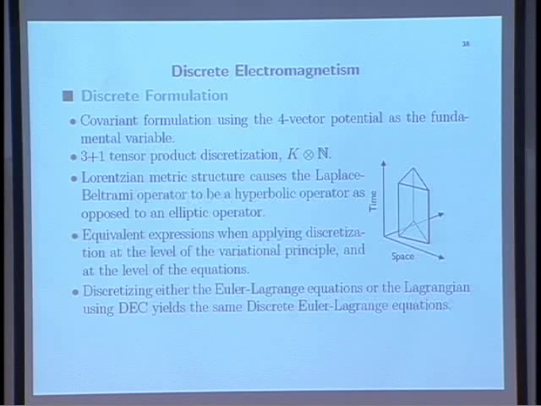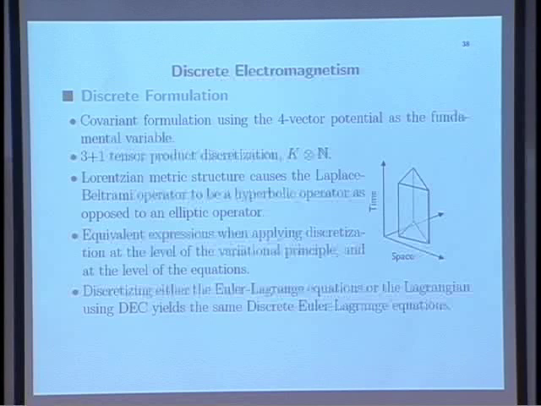And the other wrinkle in the problem is that in the construction of the Hodge star operator, you implicitly had metric information in there. Okay, and so the problem is that when you do electromagnetism now, you don't have a standard metric structure, you have a Lorentzian metric. And so this converts your Laplace-Beltrami operator into a hyperbolic operator.